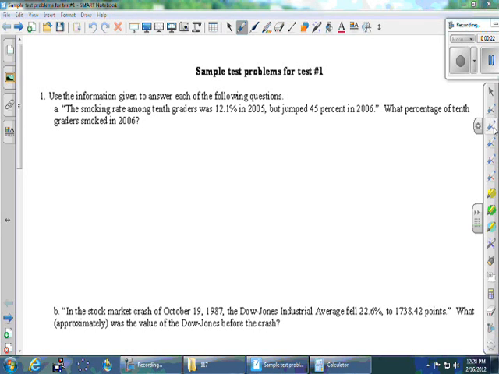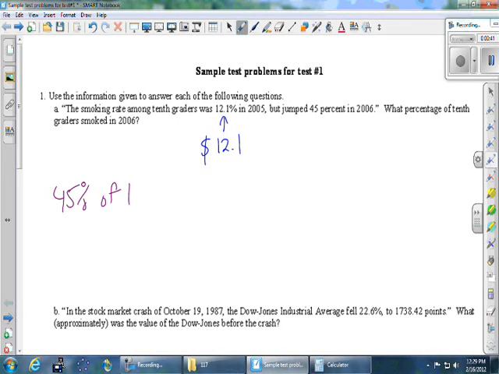So I think it's important to not get confused by the percentages in this problem. This starting amount, that 12.1, you can think of it as like $12.1, say. And then it jumped by 45%. So the first thing we need to do is find 45% of that number. So we want 45% of 12.1. And we know that to do that, we need to convert that 45% into a decimal. And then generally of means times. And then we multiply that by 12.1.